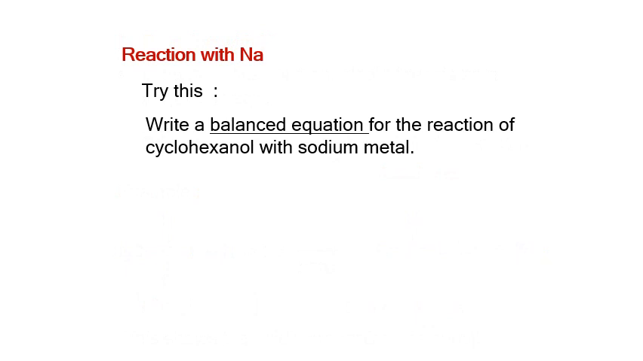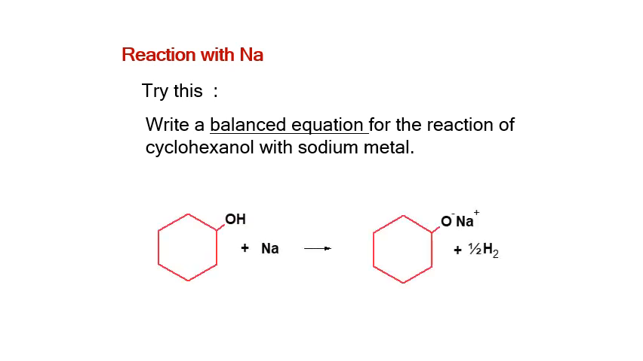Write a balanced equation for the reaction of cyclohexanol with sodium metal. As you can see, cyclohexanol treated with Na produces sodium cyclohexoxide and releases half mole of H2.